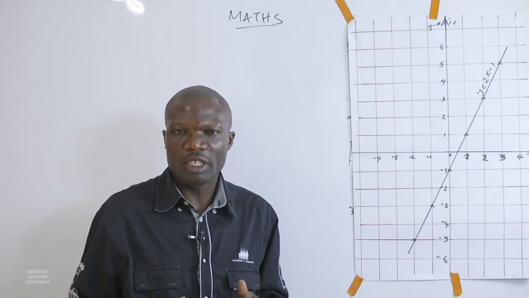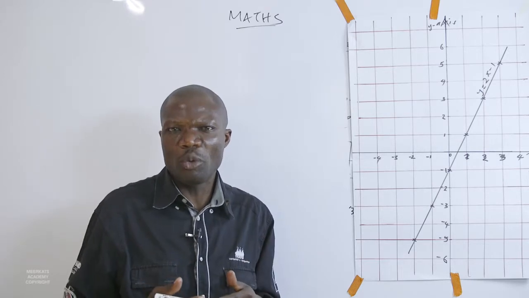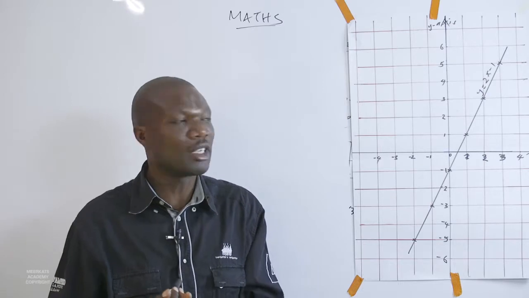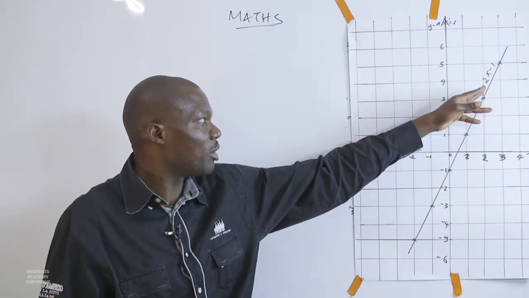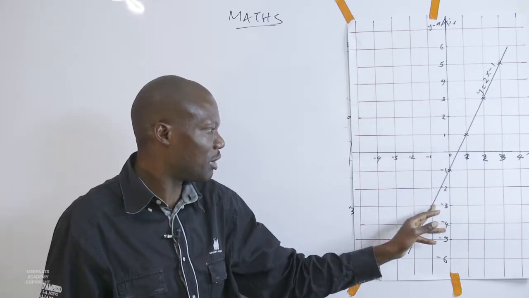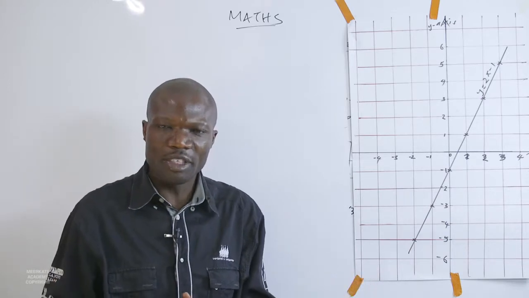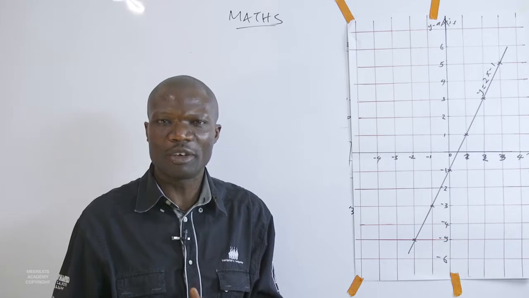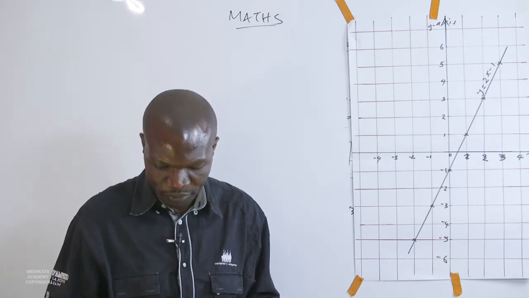Now, we want to look at a question on how we can determine if some given points lie on the same straight line. You see, we had so many points here, 1, 2, 3, 4, 5, 6. Now, is it possible for us to be given a point and then we can tell whether it lies on the same straight line or not?